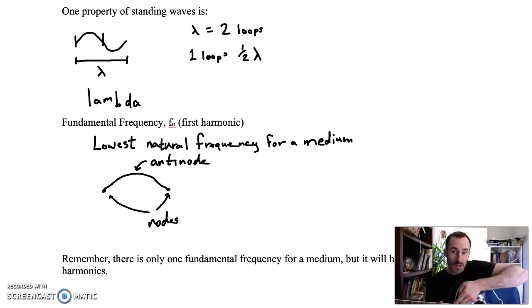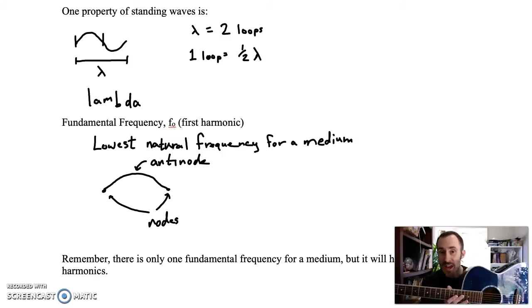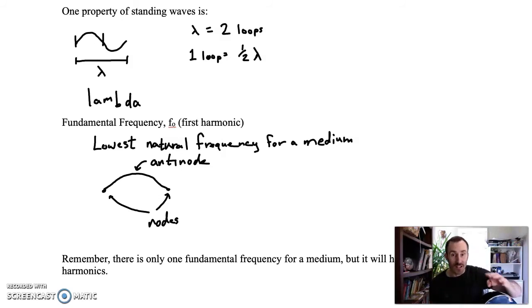Now if I pluck this string right in the middle, you can't really see the vibrations because it is so fast, but what's happening is this string is just moving back and forth exactly like this. Okay? It's moving with one antinode. It's just wiggling back and forth so quickly that you can't see it. So this is called F0, or f-naught, which is the first harmonic or the fundamental frequency. Same thing.